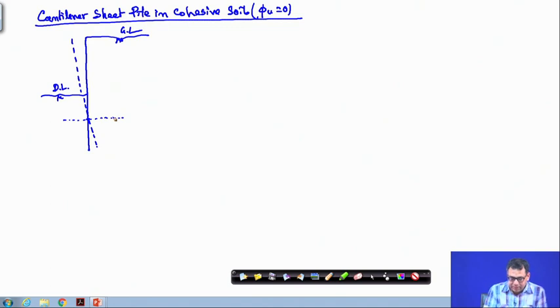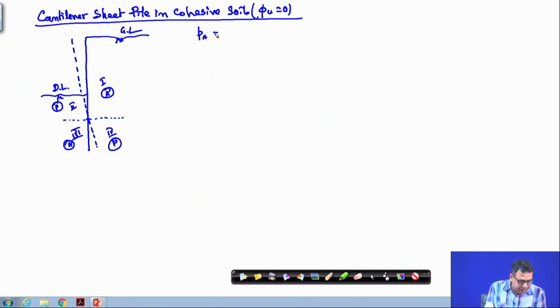So, again it has four parts, okay. So, that means this is first region, second region, third region, and this is the fourth region. So, there will be active, passive, and so, this is active, this is passive, again this is active, this is passive. Okay. So, the same as the cantilever sheet pile in cohesionless soil, but the distribution is slightly different. Okay. So, let us start for the c-phi soil.